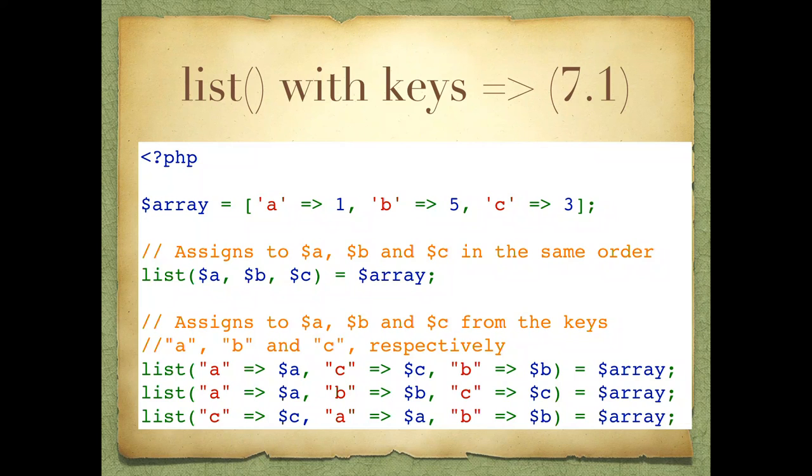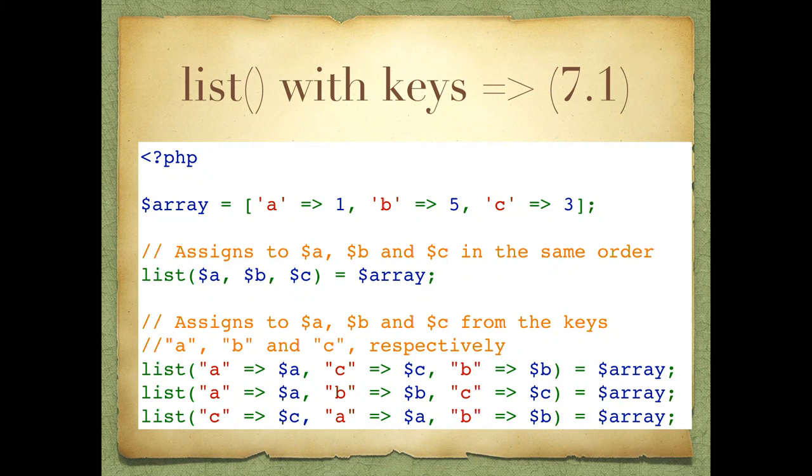7.1, another interesting evolution. Lists now accept keys. List, when you want to unpack an array, used to rely only on numeric integers, 0, 1, 2, 3, and it would assign the first one to the first of the list, the second one to the second of the list, and so on. Now it is possible. This is the old way. Now we can mention that the index A will go in variable A, the index C will go on C, and the index B will go in variable B, meaning that the order in the list is not important anymore. All the three variable lines here are the same, okay?